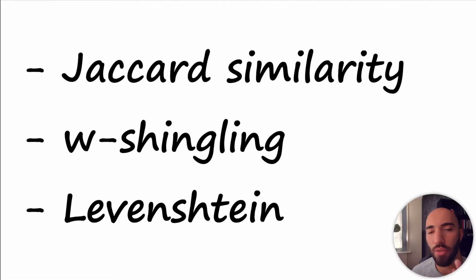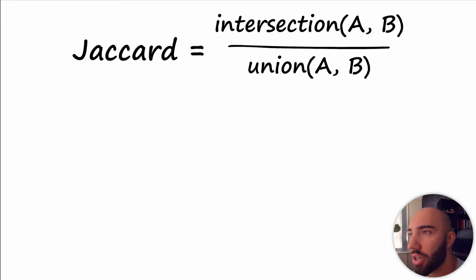We're going to have a look at three different traditional similarity search methods that we can use for comparing two separate chunks of text. Those three methods, as you can see on the screen, are Jaccard Similarity, w-shingling, and Levenshtein Distance. So let's jump straight into Jaccard.